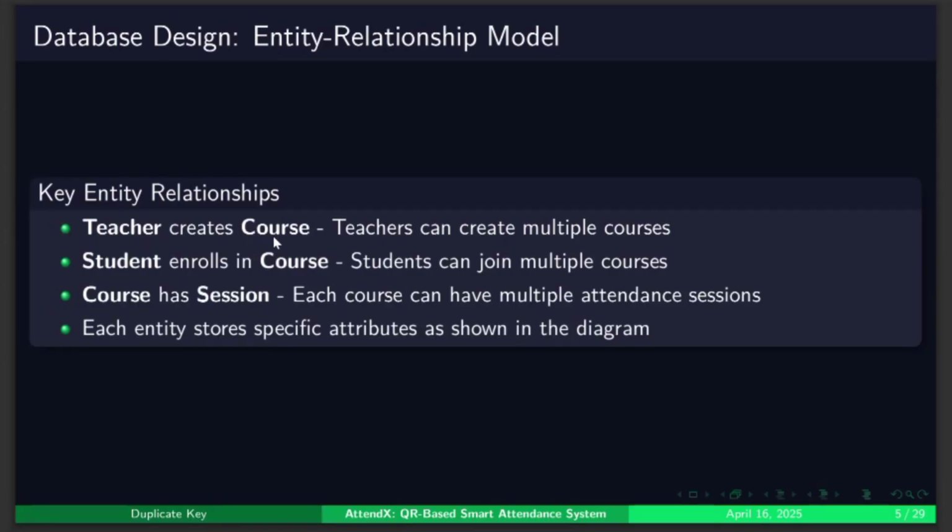A teacher creates a course. A teacher can create multiple courses, and a course can be created by multiple teachers. So this is an N:M relationship. A student enrolls in a course. A student can enroll in multiple courses, and a course can have multiple students. So this as well is an N:M relationship. A course has a session. A course has many sessions, but a session belongs to a particular course. So this is a 1:N relationship.